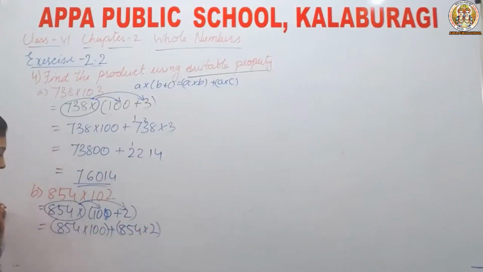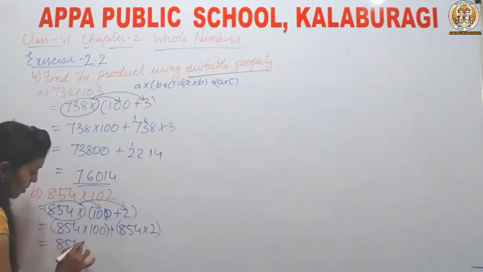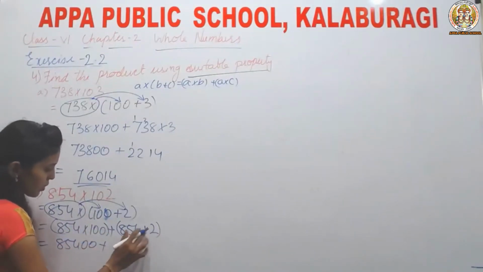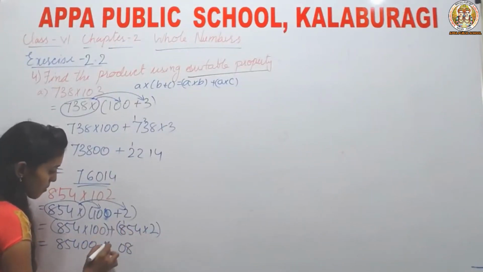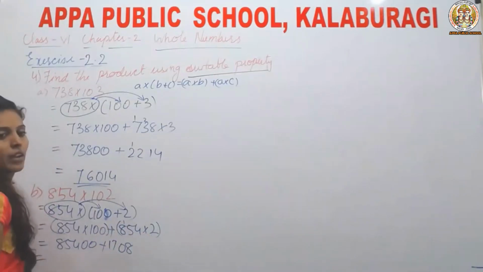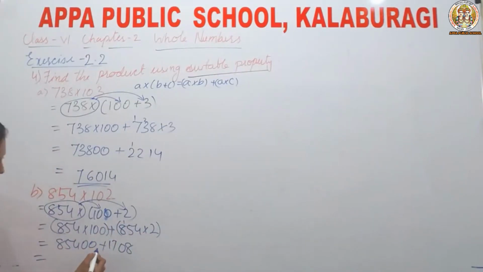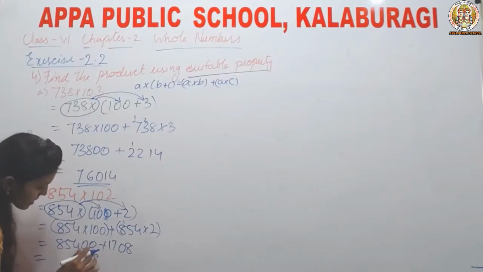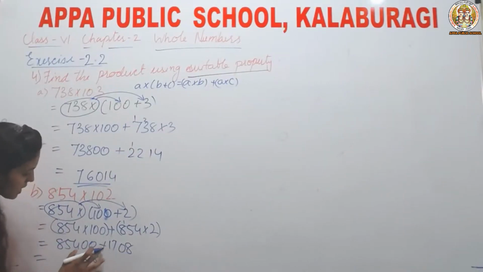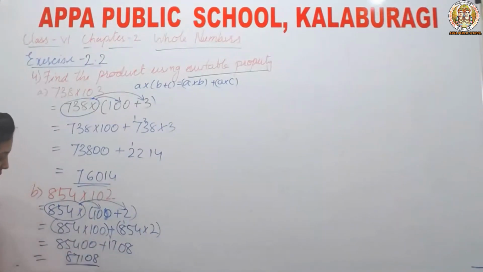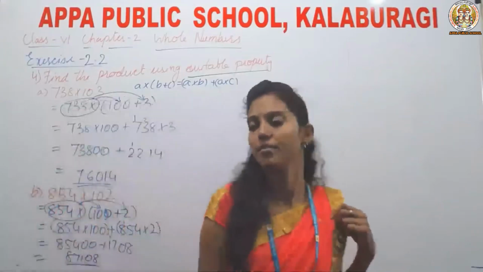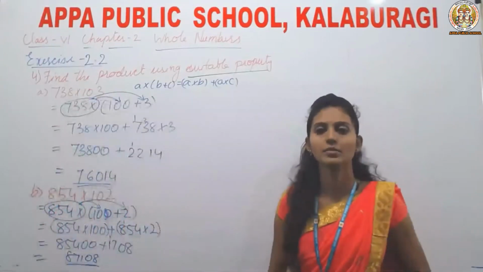Okay. Now, multiply. 85400 plus, 2 4s are 8, 2 5s are 10, 2 8s are 16 plus 1, 17. Right? So, add. 0, 8 as it is because 2 zeros, so 2 digits. 7 plus 4, 11, 2 plus 5, 7, and 8 will be as it is. Fine? Yes.